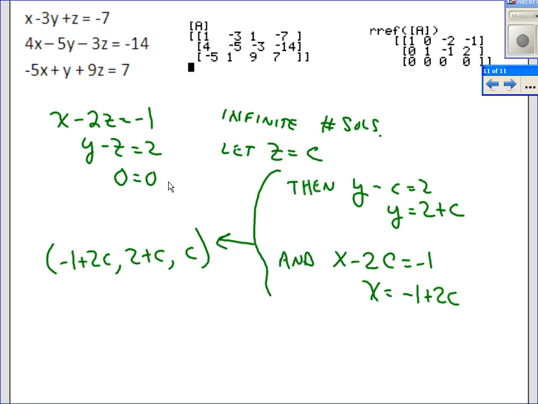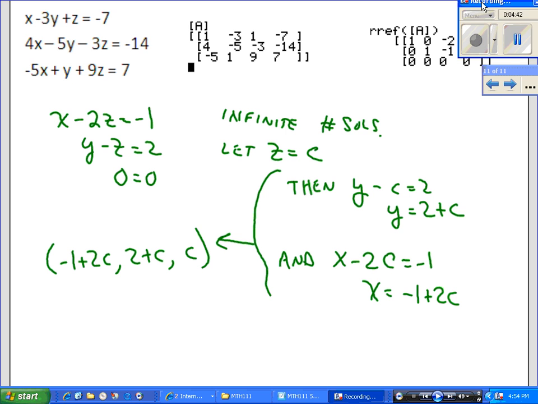So what we can do is just arbitrarily decide to let z equal c, or z equal t, or z equal some constant. Then we can describe x and y in terms of that constant. Since y subtract z equals 2, I just change that, substituting in c for z. Solve for y and get y equals 2 plus c. Same thing with the x. I have x subtract 2z equals -1. I'm letting z equal arbitrary constant c. Solve for x, and I've got x equals -1 plus 2c. So I can describe my solution set this way.